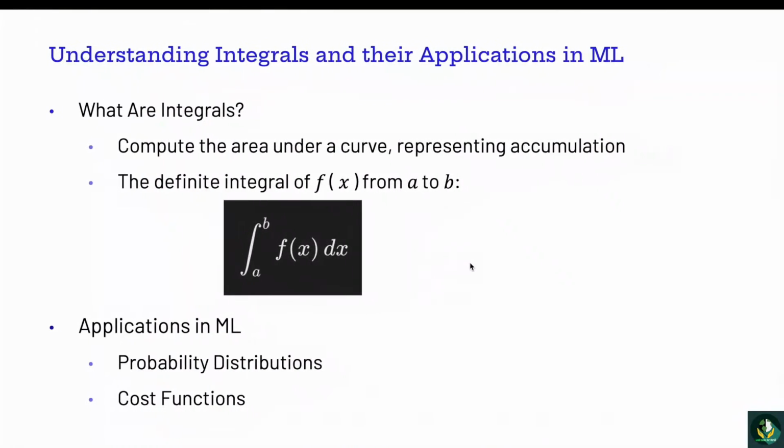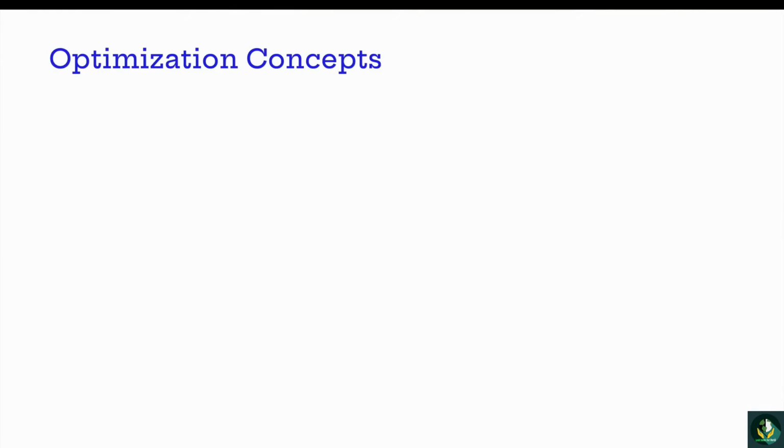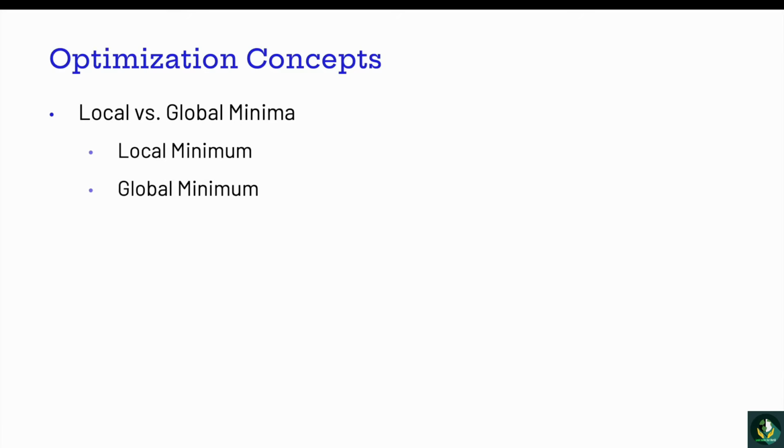Next, let's look at some optimization concepts. So we have local versus global minima, where a local minimum is a point where the function has a lower value than the neighborhood points, and a global minimum is the absolute lowest point of the function across its entire domain. So in ML, or machine learning, the optimization goal is to find the global minimum of a loss function, but local minima can sometimes suffice.